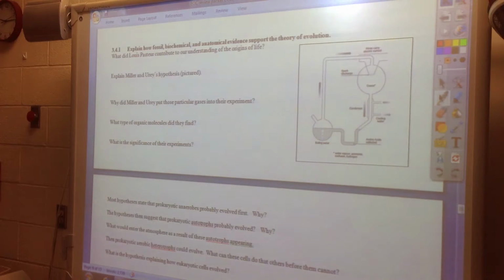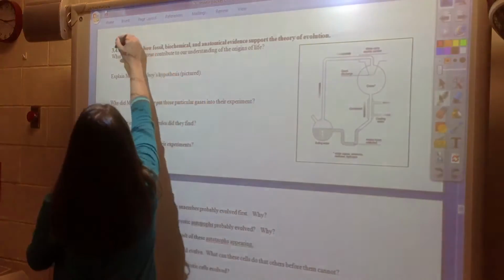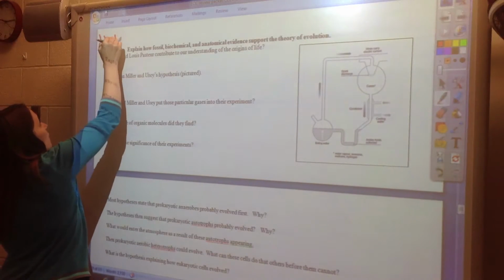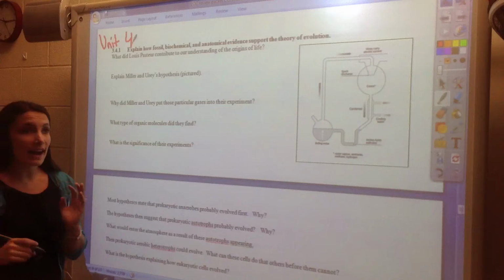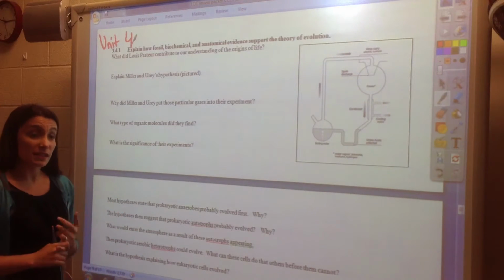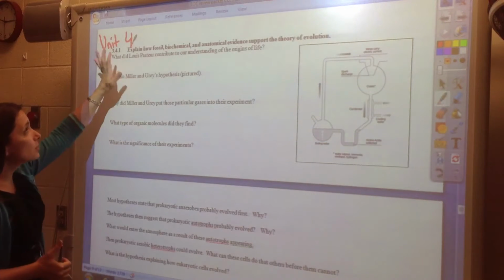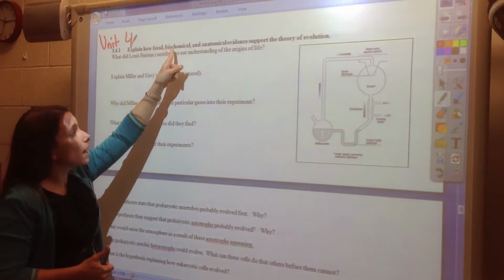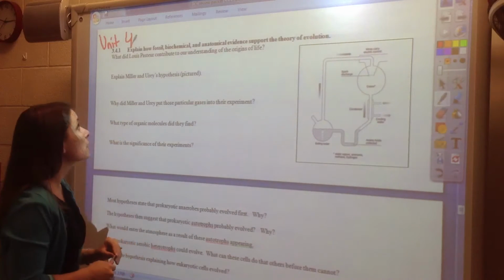We're going to be reviewing Unit 4 today. Unit 4 was on evolution. So you want to go ahead and turn to Unit 4 in your handbook. And this is where we're studying how does life evolve and what evidence do we have of that. So the objective is explain how fossil, biochemical, and anatomical evidence support the theory of evolution.